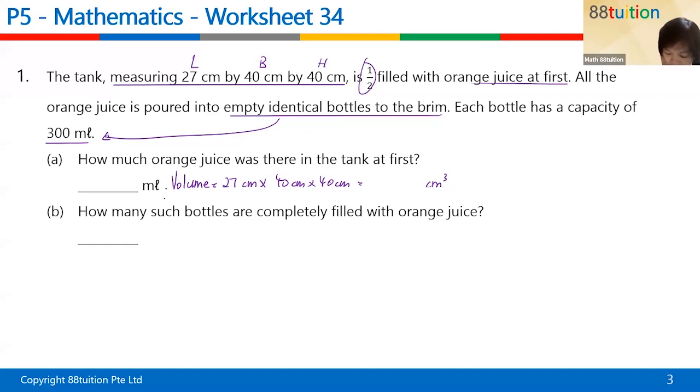We want to find the orange juice, so what must we do? We must multiply by half. Why? Because it is half filled. So you must pay much attention to what I'm writing also. How many bottles will be completely filled with orange juice? Each one is 300 ml, so you must divide by 300, because each of them is 300.